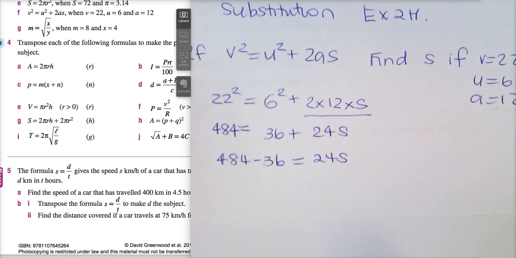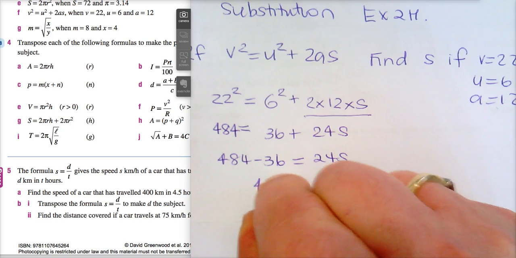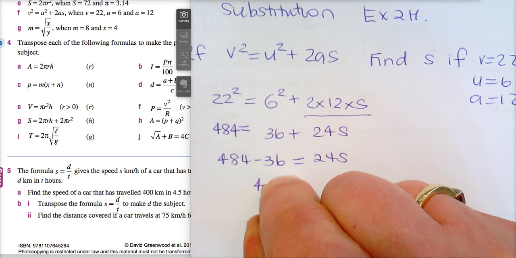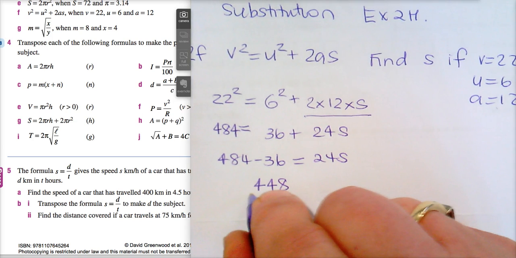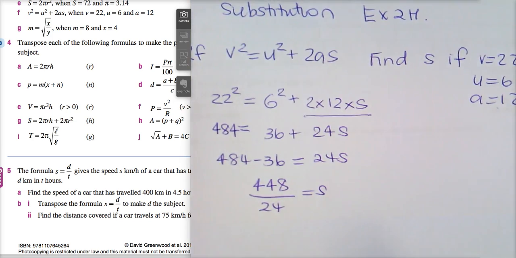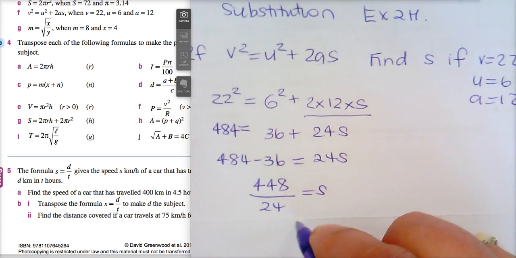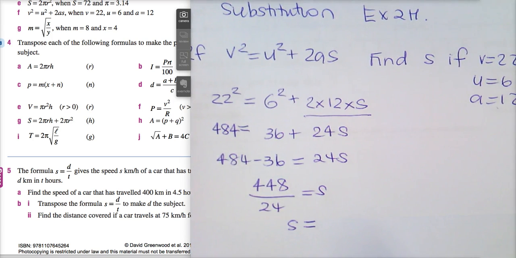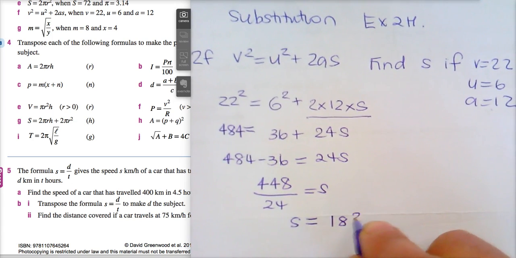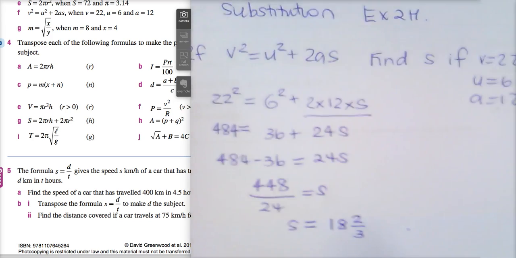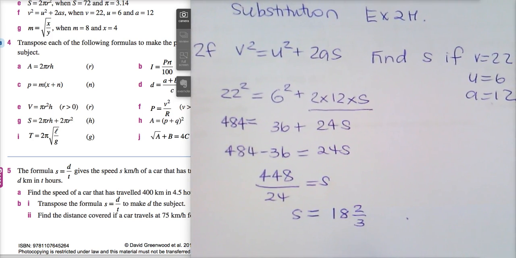484 minus 36 is 448. Is that right? Yes. So 448 over 24 equals S. I've just done 2 steps in one. So this one's not hard. S is 18 2/3. That one was actually okay. I thought it was going to be a different type.